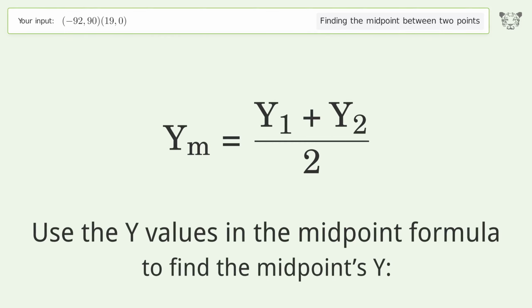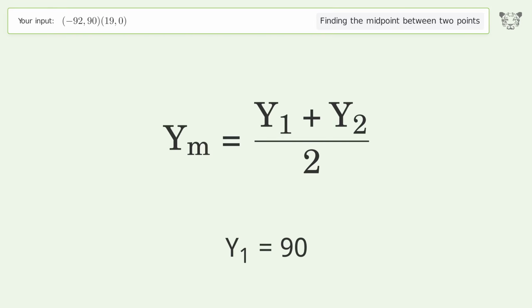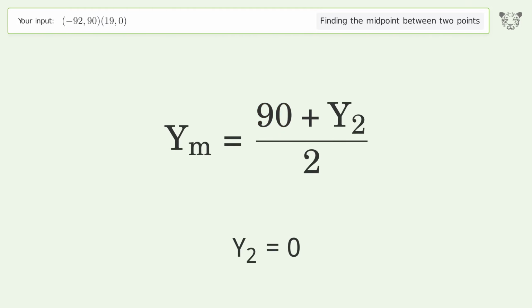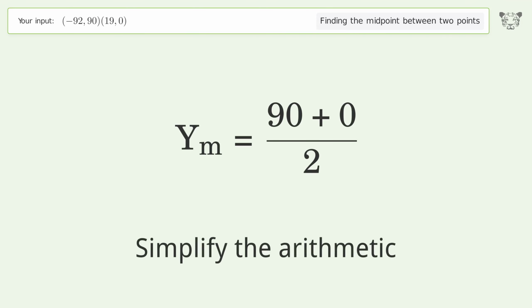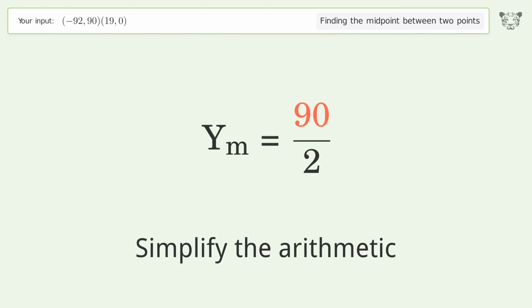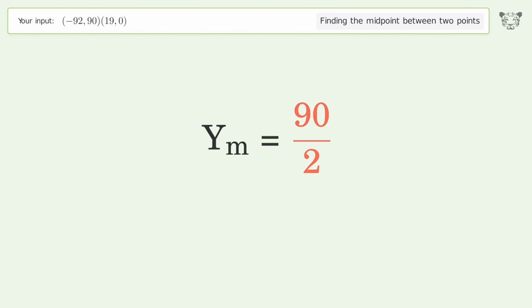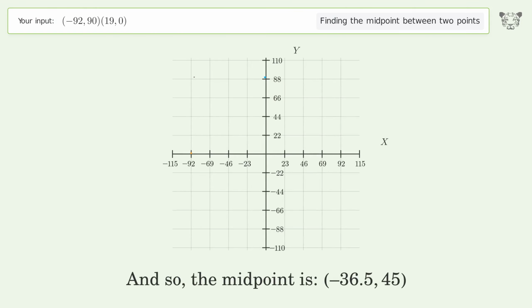Use the y values in the midpoint formula to find the midpoints y. y1 equals 90. y2 equals 0. Simplify the arithmetic. And so, the midpoint is negative 36.545.